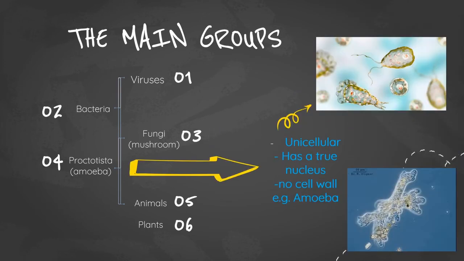So the next group we're gonna look at is amoeba, or some people may just say protist or protista. So it's unicellular, once again, one cell, which other group we said was unicellular. Bacteria. So just like bacteria, it's unicellular and has a true nucleus and no cell wall. So on your right, you can see a picture of amoeba, and they are actually able to move, right?